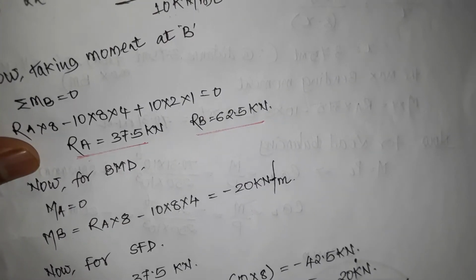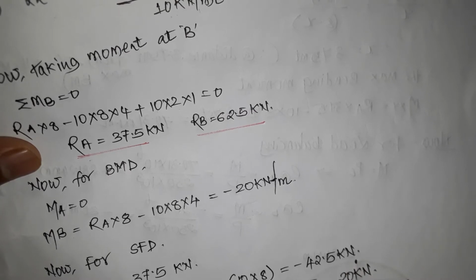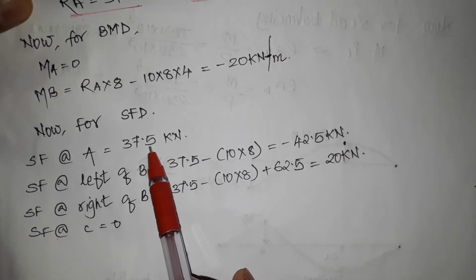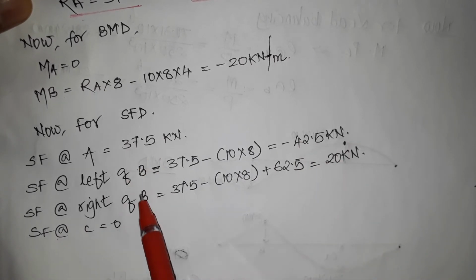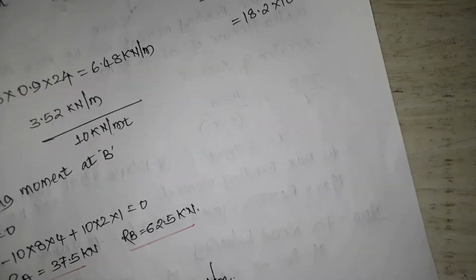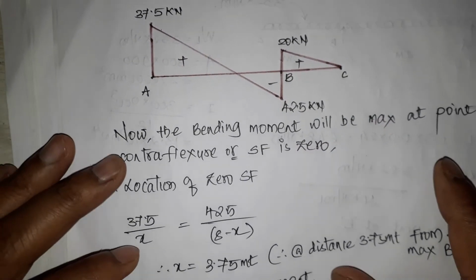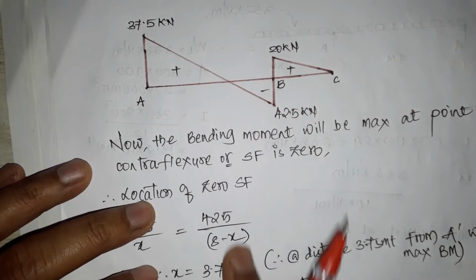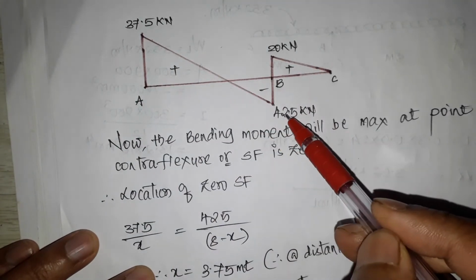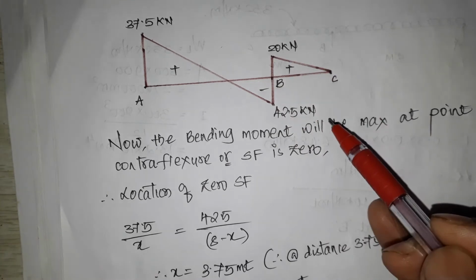So you get these two values, and the shear force at C is 0 ultimately. I have done the calculation at A, left of B, right of B, and at C it is 0. Okay, understood. Now here we have the sketch of the shear force diagram: plus 37.5, then minus 42, plus 20, and at C it is 0.